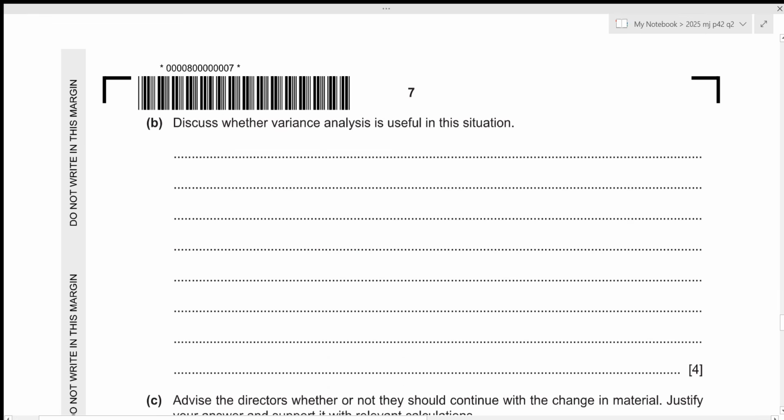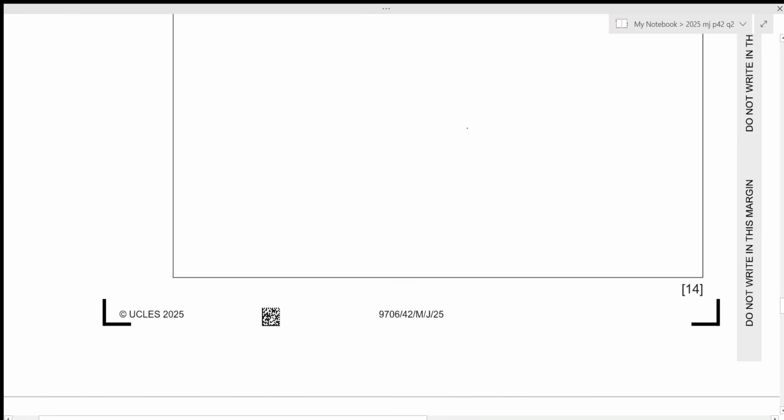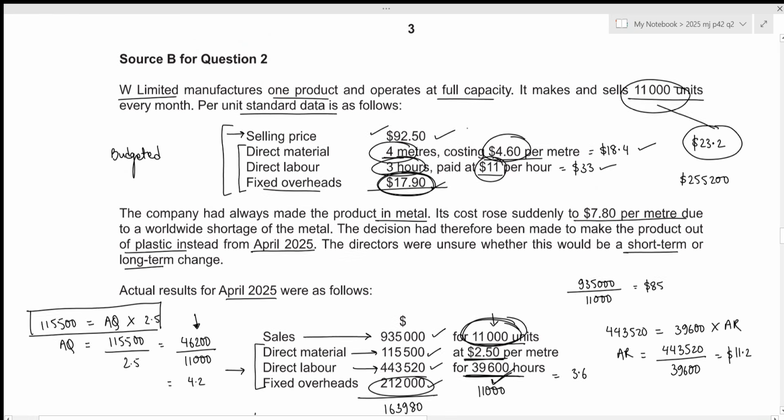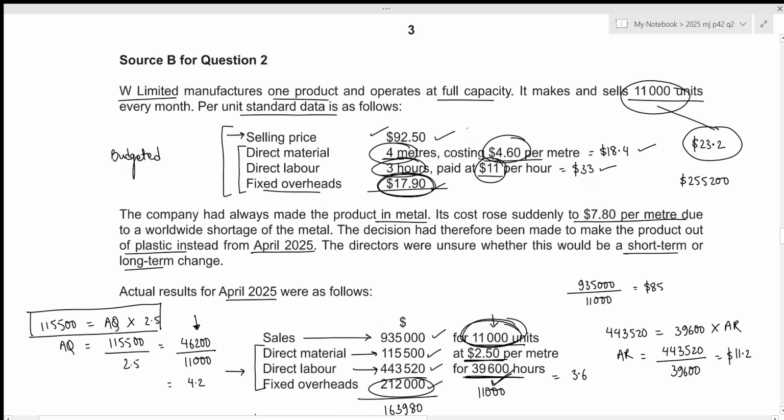We need to discuss whether variance analysis is useful in this situation. So in this case, under our information, there was changes in the material that we used. Previously, the production used metal as its material, but since there was a worldwide shortage of the metal, the decision had been changed to make the product out of plastic instead from April 2025, and the directors are still unsure whether to use plastic or move back to metal by paying a higher price for the per meter value.